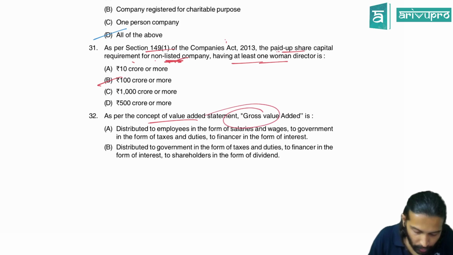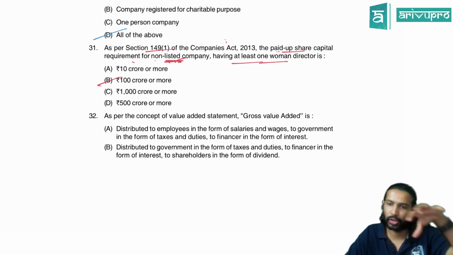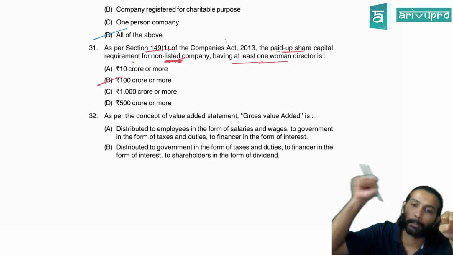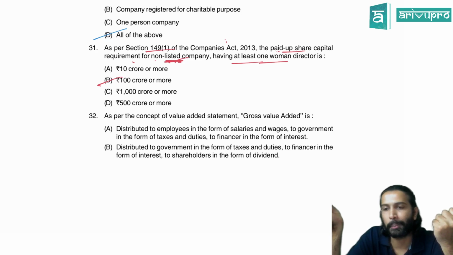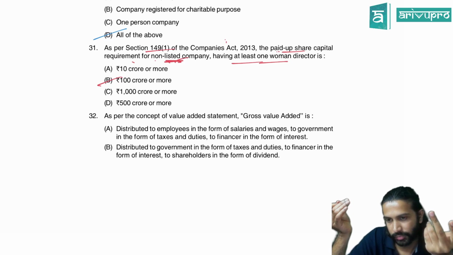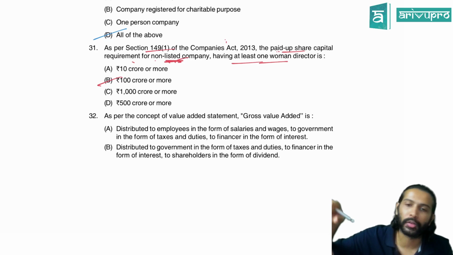Next, concept of value added statement. You remember value added statement? In value added statement, you just get value added and value applied. How much value did the company create and how much value was applied? Value applied, you give it to whom? Basically, how much profit did the company make and for what purposes the profit was utilized?